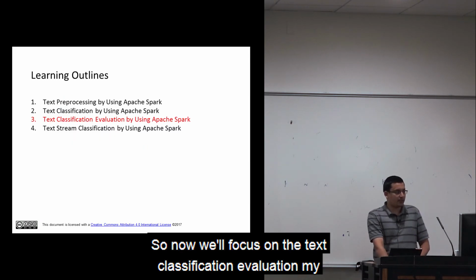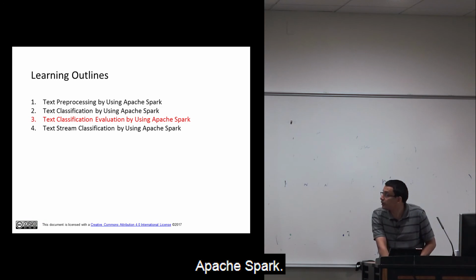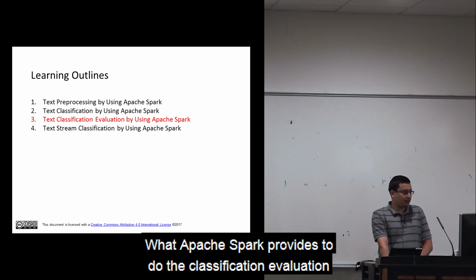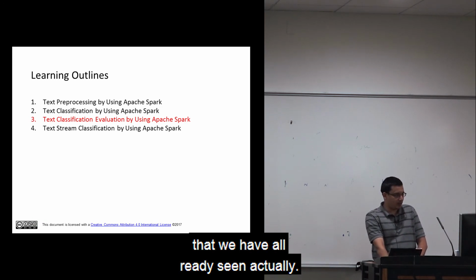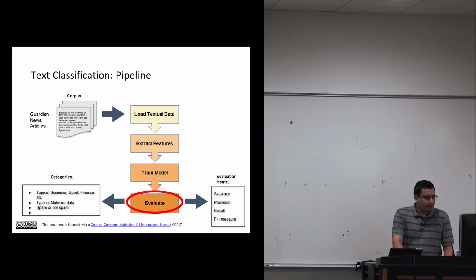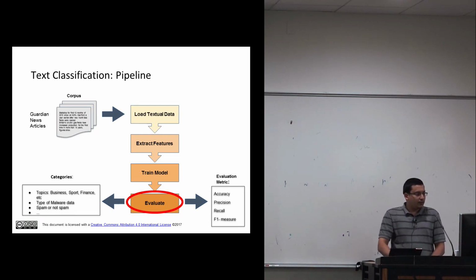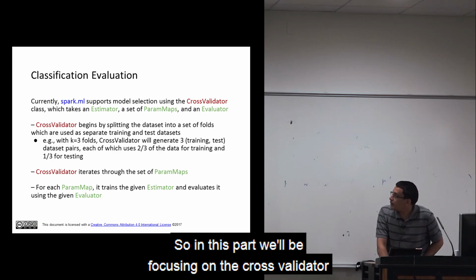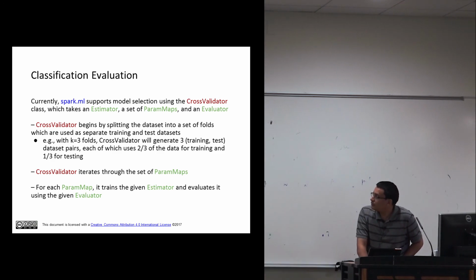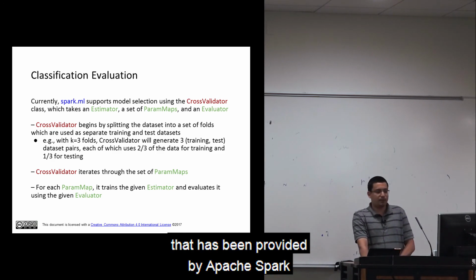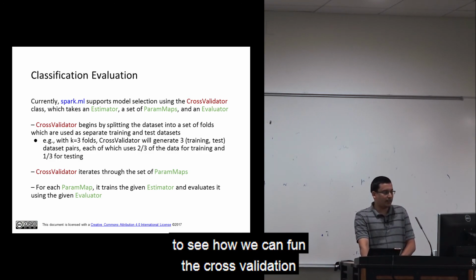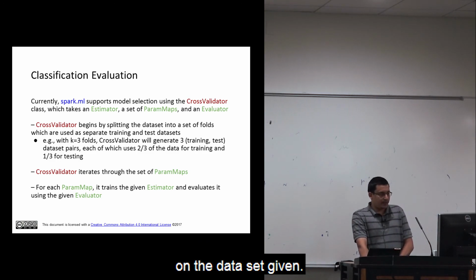So, now we will focus on text classification evaluation with Apache Spark, and what Apache Spark provides to do the classification evaluation, as we have already seen. In this part we will be focusing on the cross validator provided by Apache Spark, to see how we can run cross validation on the given dataset.